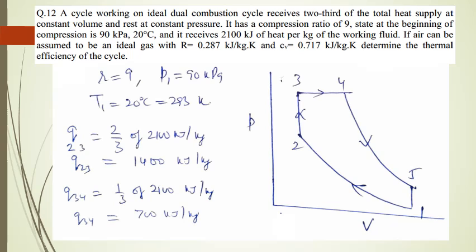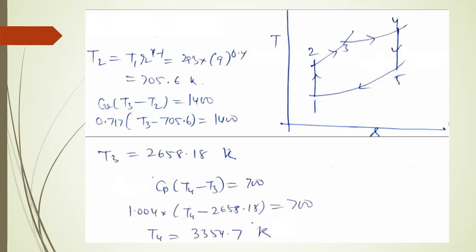So the value of P1 is 90 kilopascal, the value of compression ratio is 9, and T1 is equal to 293 Kelvin. Now heat addition at constant volume is 2/3 of 2100 kilojoule per kg, that comes out to be 1400 kilojoule per kg, and the remaining, that is heat addition at constant pressure, which is equal to 1/3 of 2100 kilojoule per kg, that comes out to be 700 kilojoule per kg. We have drawn the TS diagram.